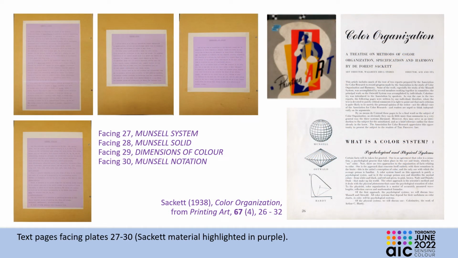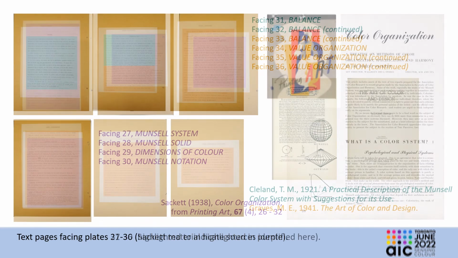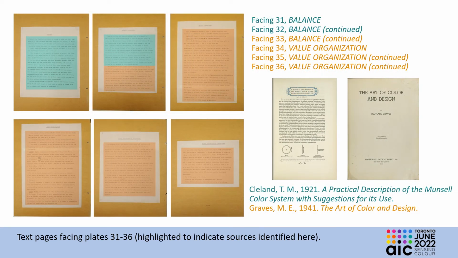I eventually traced these type notes in the Munsell theory section to an article on colour organisation from the 1938 edition of the journal Printing Art. And these much more easily to Cleland's A Practical Description of the Munsell Colour System from 1921 and Graves' The Art of Colour and Design.